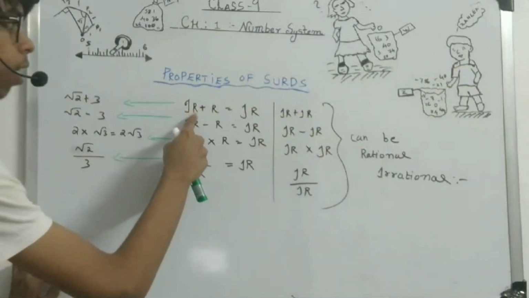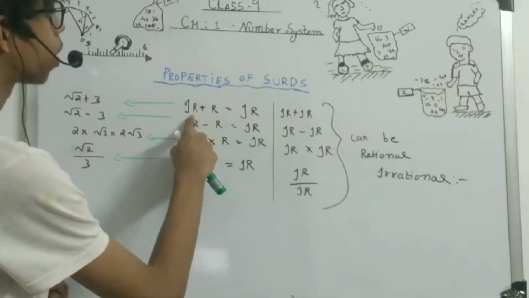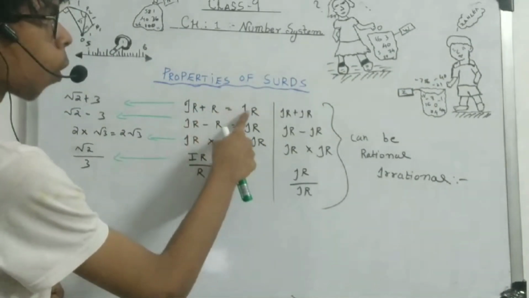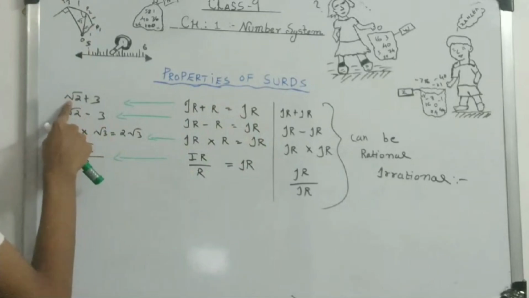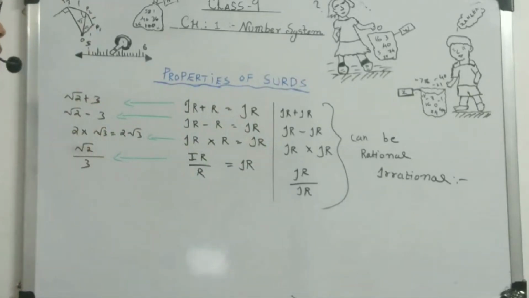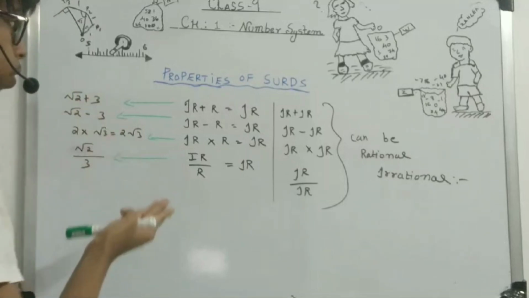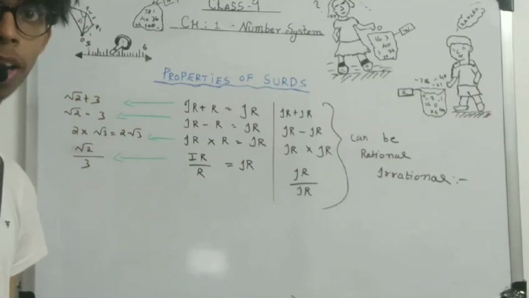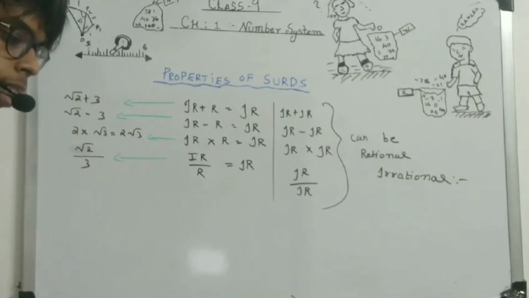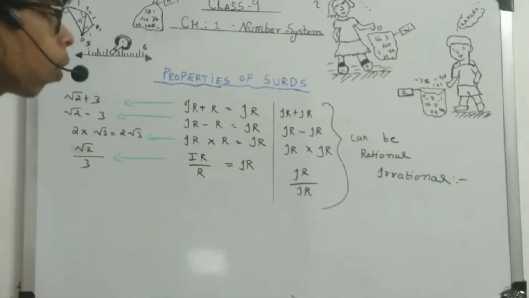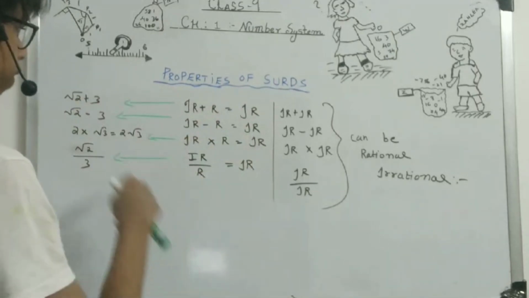If you are given an irrational number and you are adding it with a rational number, an irrational number plus a rational number will always give you an irrational number. For example, let us see, root 2 plus 3. We will always get the answer as an irrational number. Why? Because root 2 we know has a non-terminating, non-recurring decimal expansion. If we are adding it with 3 also, the expansion will be non-terminating, non-recurring. So definitely root 2 plus 3 will be an irrational number itself.